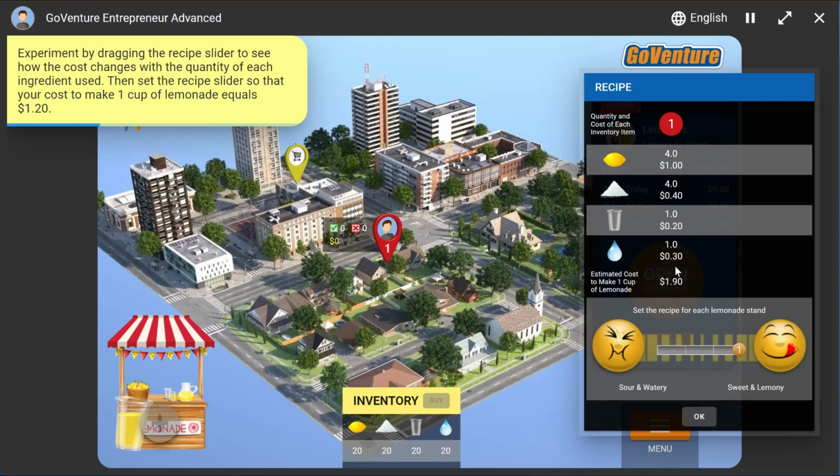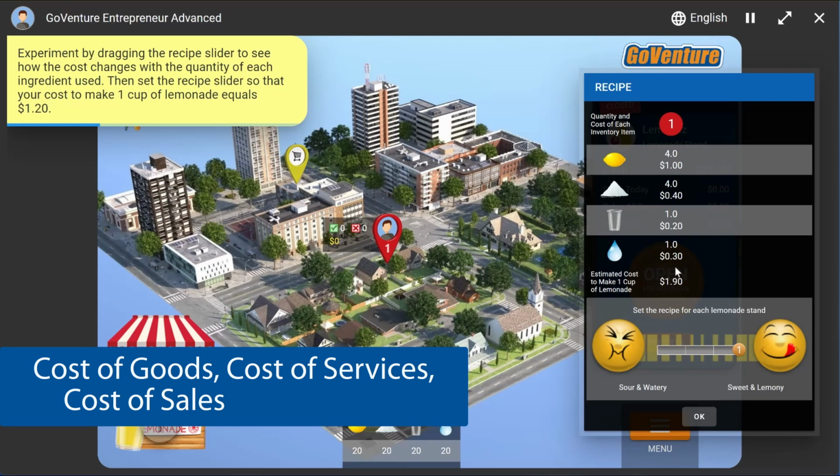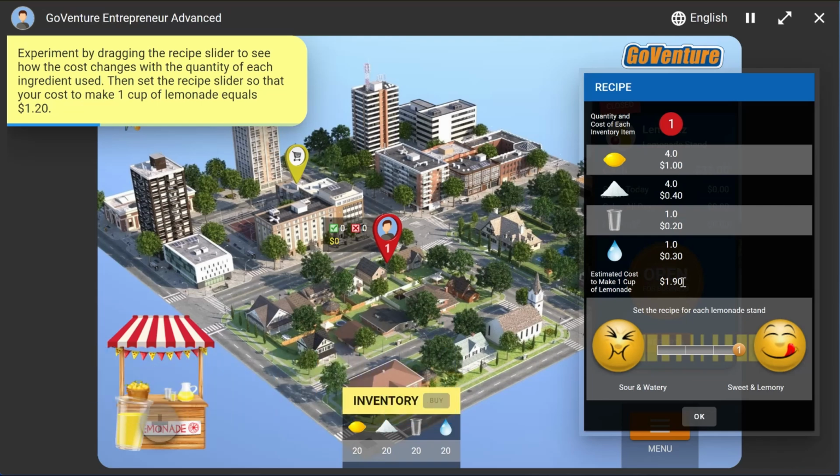So that means our costs to make the lemonade, which in business is called cost of goods. If this was a service, it would be called cost of services, or in some cases, it might be just called cost of sales. But here's cost of goods, and I can see that the cost to make 1 cup of lemonade that is sweet and lemony is $1.90. Sour and watery only costs 85 cents.